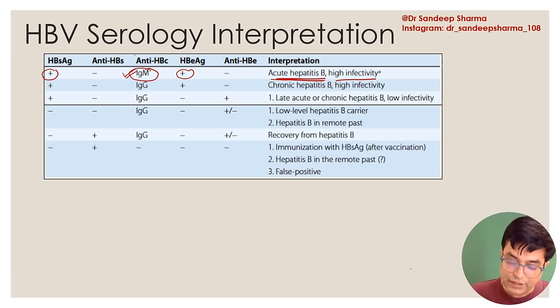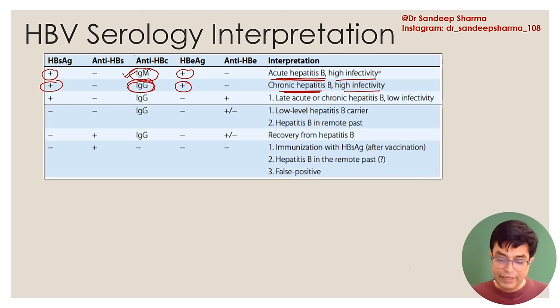However, if HBsAg is positive, but the antibody to HBc is IgG, then that is called chronic hepatitis B, and high infectivity is there because of HBeAg positivity. In case you find that anti-HBe becomes positive, then it becomes low infective. So what was the funda? If HBeAg is there, then high infectivity. If the antibody to HBeAg is there, then low infectivity.